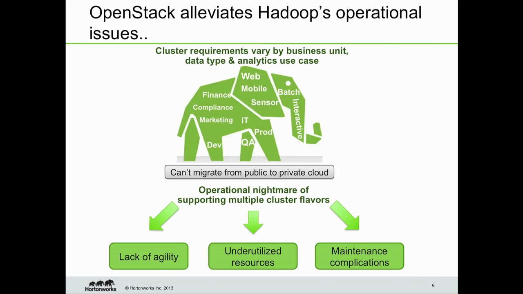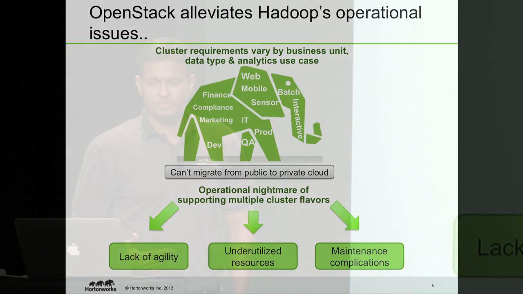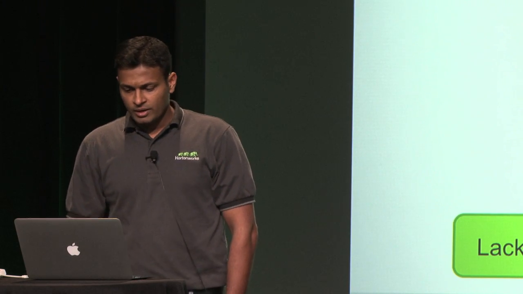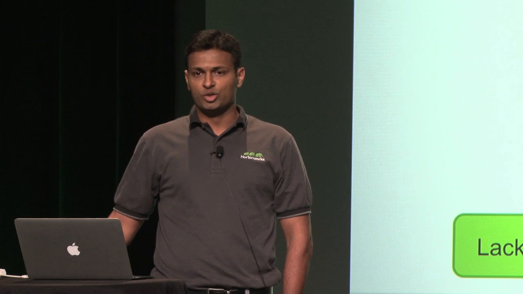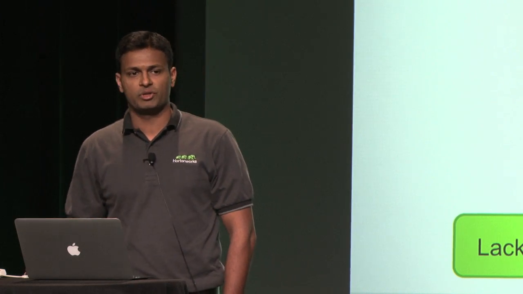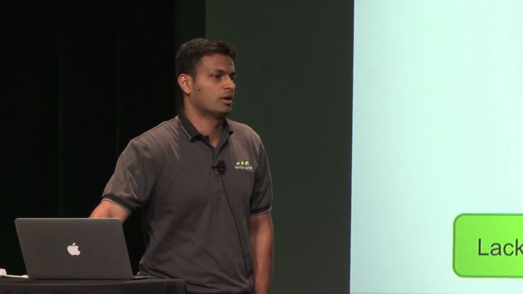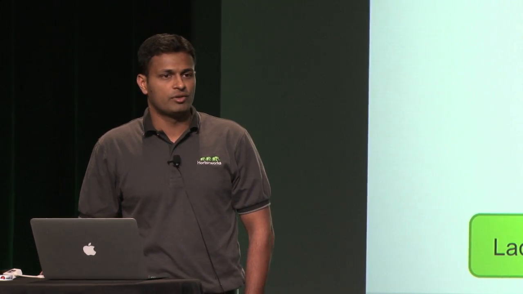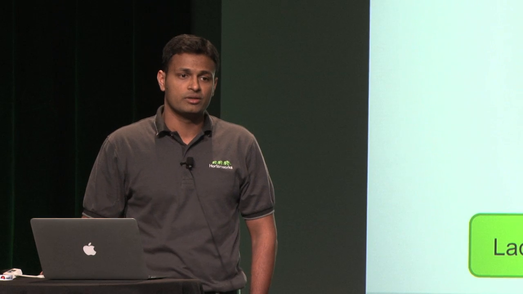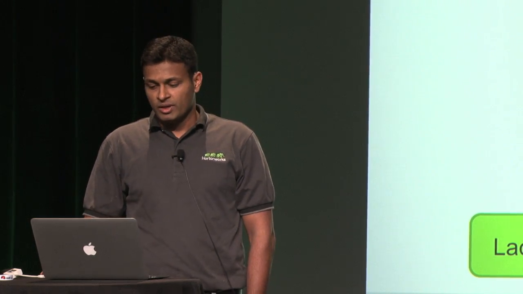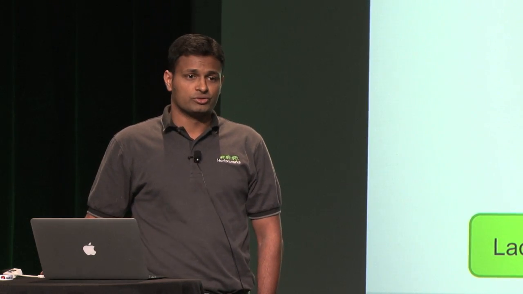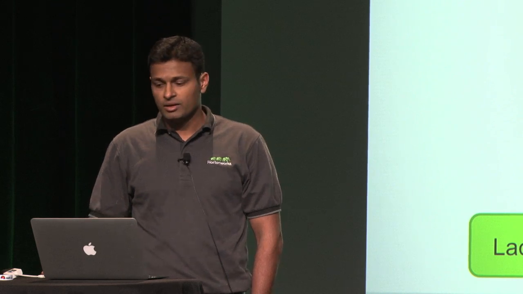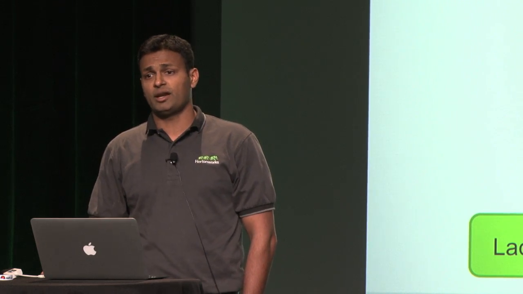The way we see it, OpenStack alleviates a lot of the operational issues with Apache Hadoop. In the typical enterprise, if you look at the little elephant in the middle there, when they embark on the Hadoop journey, they see different groups within the enterprise wanting to run their own Hadoop clusters. You've got finance, marketing, compliance, and all of these groups have different requirements in terms of data privacy, capacity, etc. On top of that, there are different data sources. You've got mobile data, you've got web data. And not only that, there are different use cases that need to be supported.